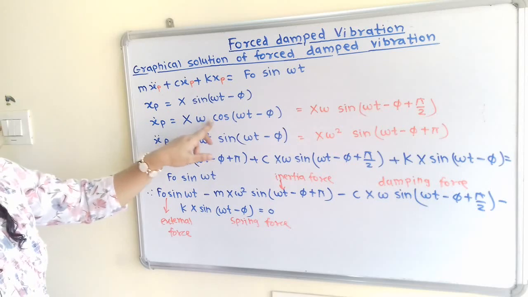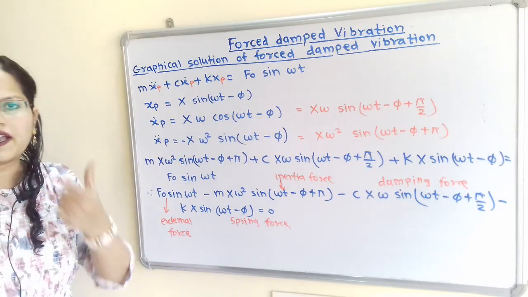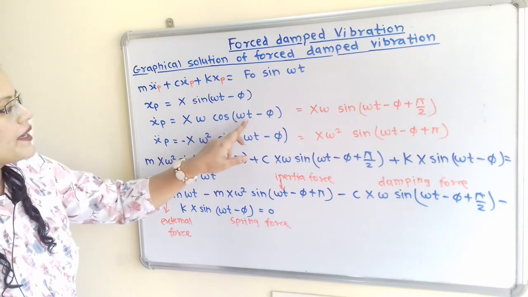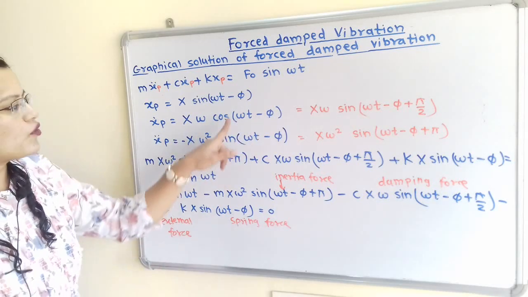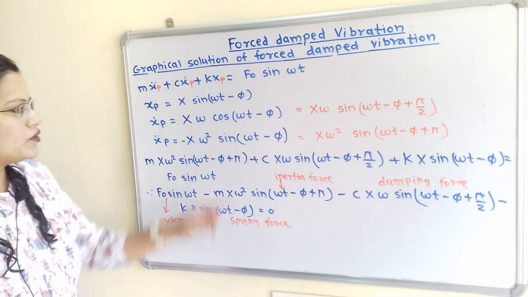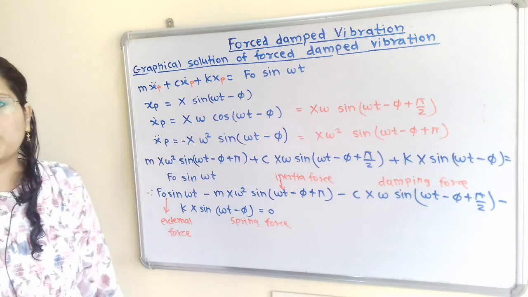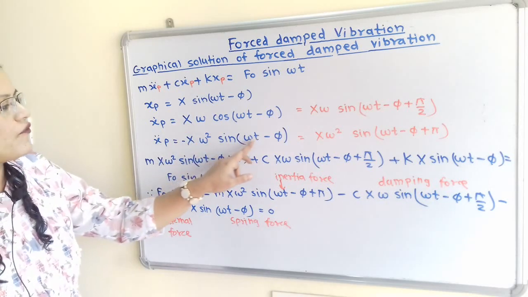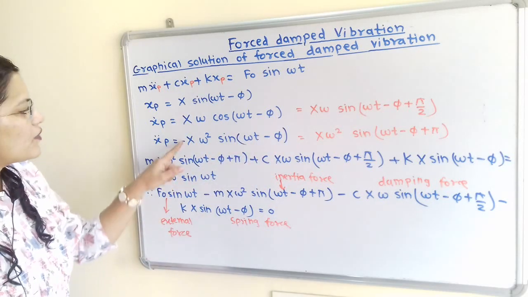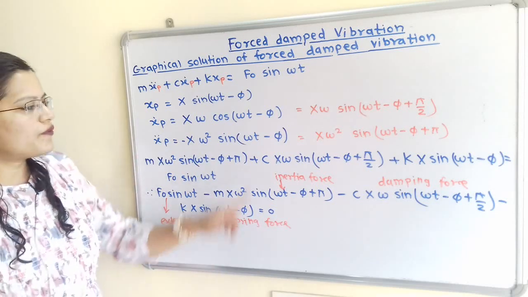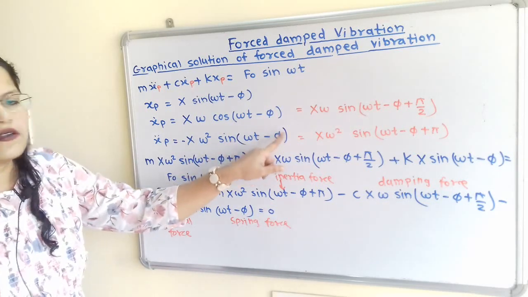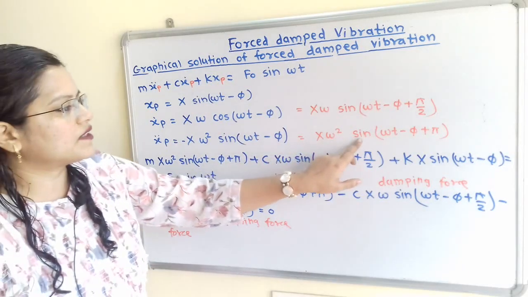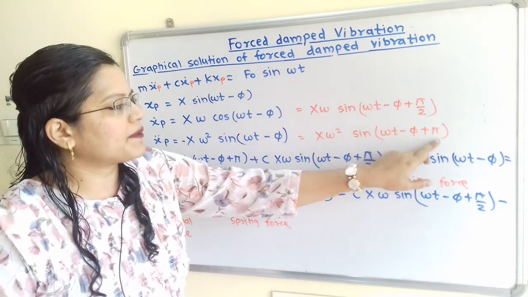Here this cos of omega t minus phi is a function of time. So it will become minus sine of omega t minus phi, and for omega t we will take omega. So this omega and this omega will become omega square. So x double dot p is equal to minus x omega square sine of omega t minus phi. But now we have to remove this minus sign. So when we add plus pi to this sine angle, then this minus sign will be removed. So it will become x omega square sine of omega t minus phi plus pi.